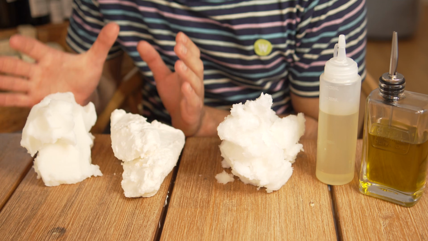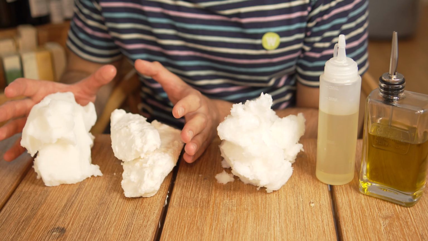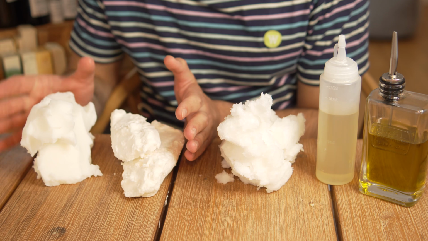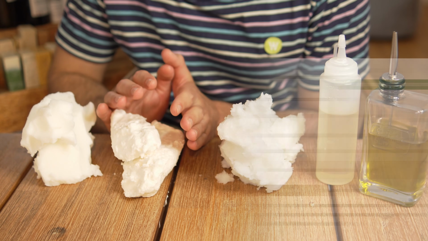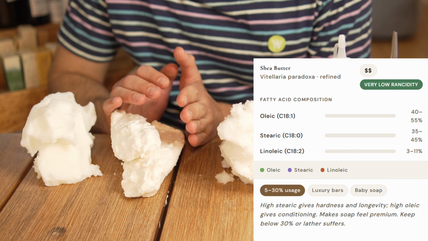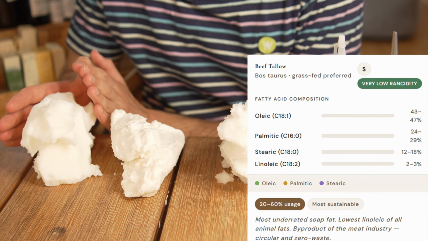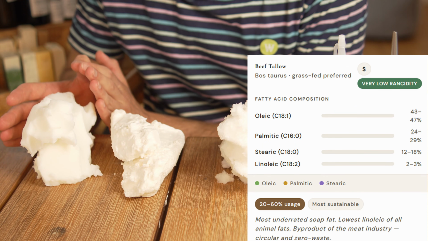And now let's go to the last 2 ingredients. These ones are super interesting. They're actually very similar to each other. One of them is shea butter. Shea butter is high in stearic acid and a bit of oleic acid. And the other one is beef tallow. And beef tallow is high in stearic, palmitic and oleic acid.